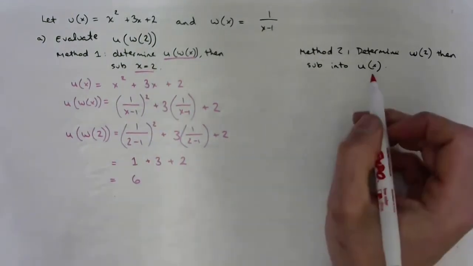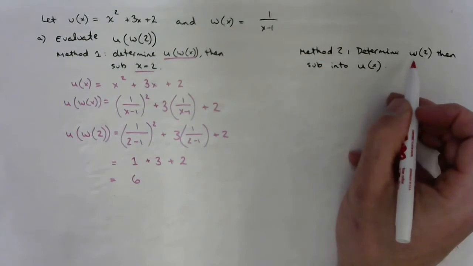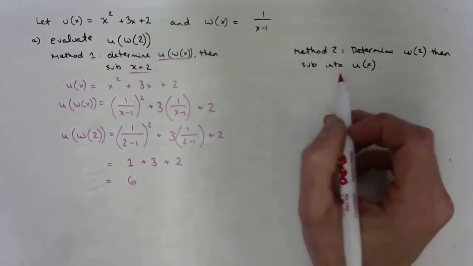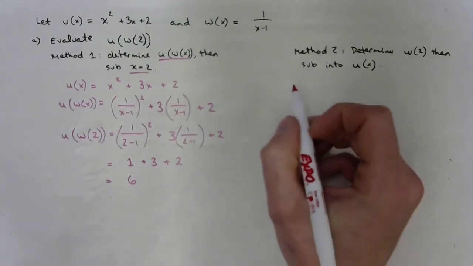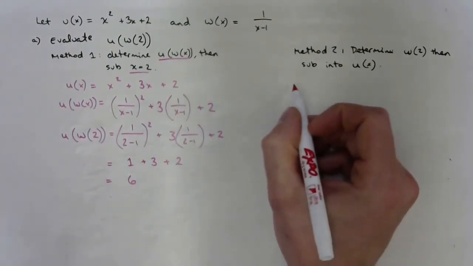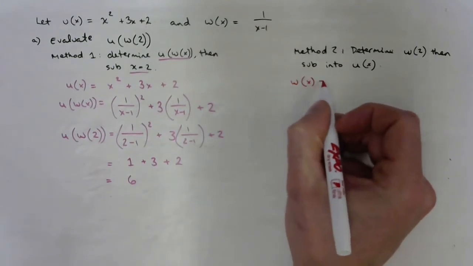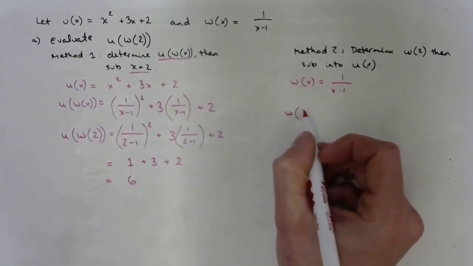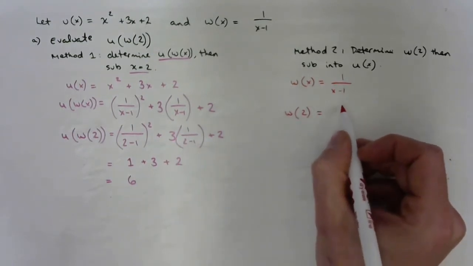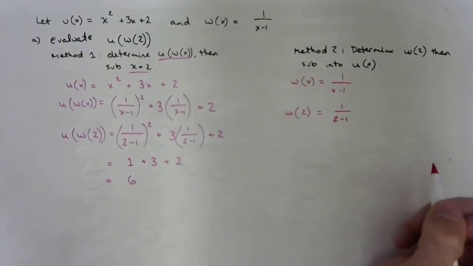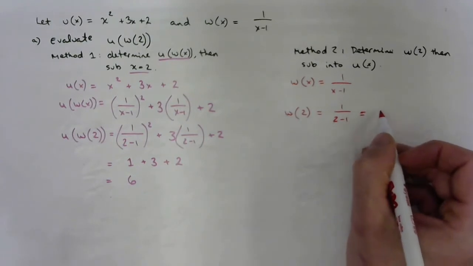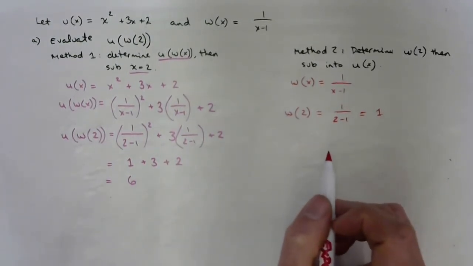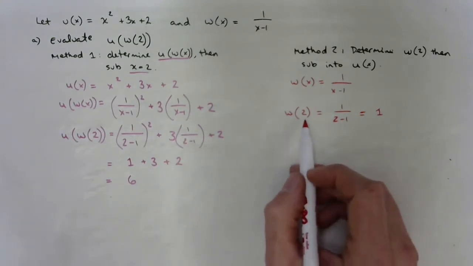On the other side, we are determining the value of the function w at x equals 2, then subbing it into our quadratic there. So here we go. W of x is 1 over x minus 1. Sub in 2. W of 2 is 1 over 2 minus 1, which equals 1. Again, you can see how this would be more difficult with a harder function or with a number that isn't 2.